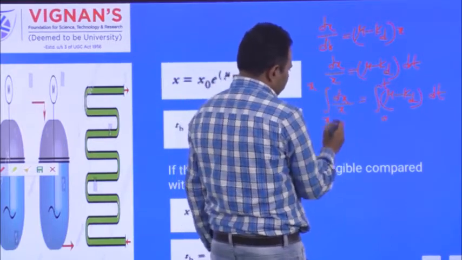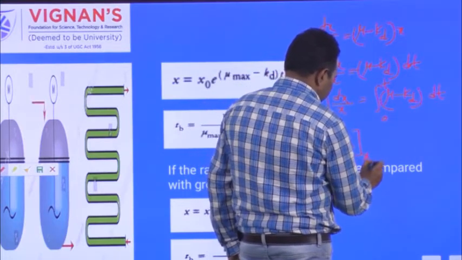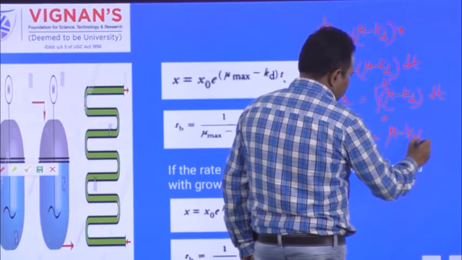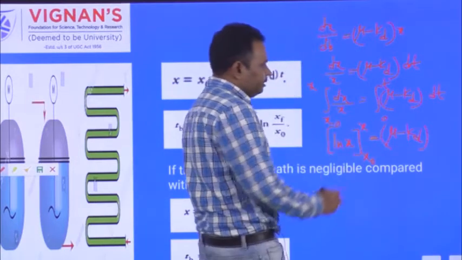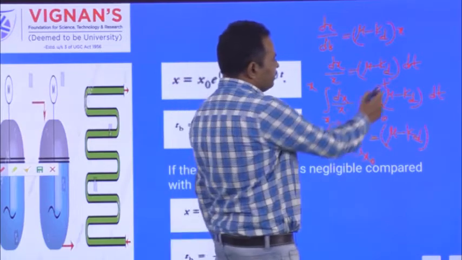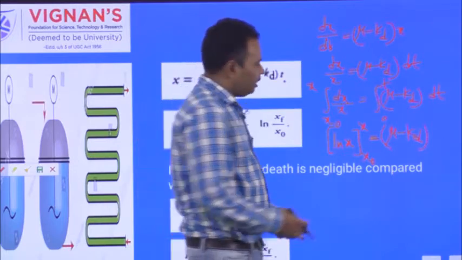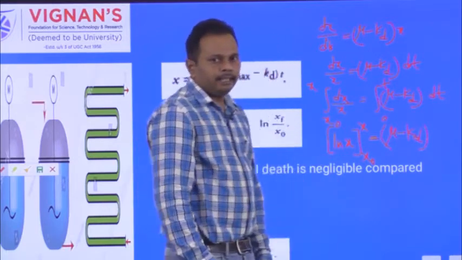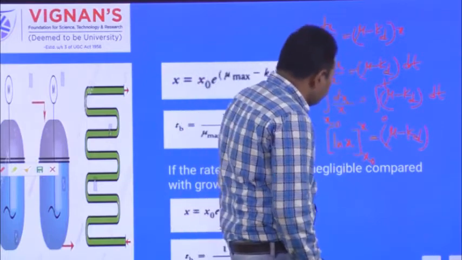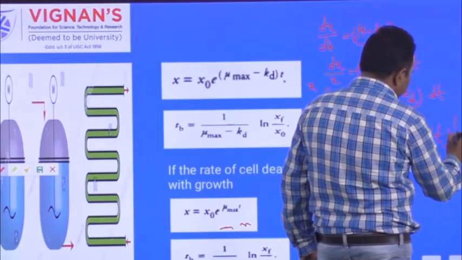Then integral dx by x is ln x, lower limit is x naught, upper limit is x. Mu minus kd is constant, so take it out of the integral. Earlier we wrote x is equal to x naught at time t is equal to 0, and at time t is equal to batch time, we wrote the final cell concentration as xf. But when you take any intermediate time, assume x as x, that is, any intermediate cell concentration. Then integral dt is t, lower limit is 0, upper limit is t.